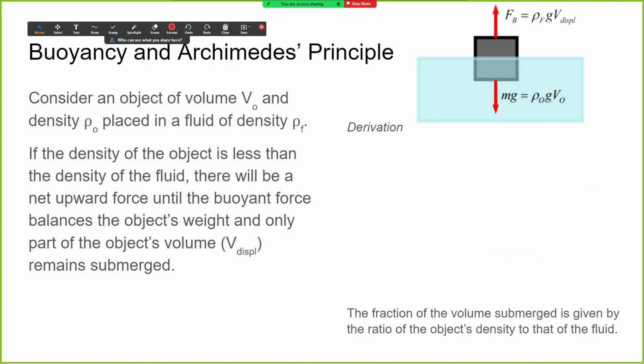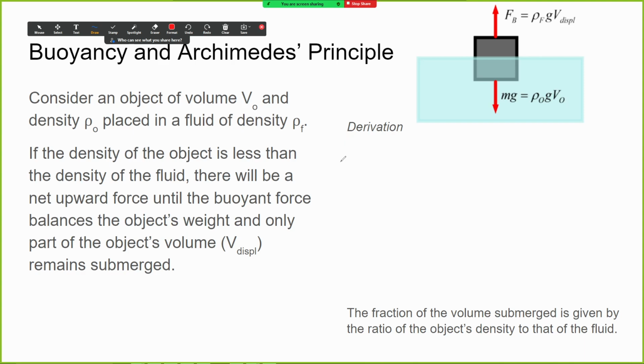So if we consider an object of volume v naught and density rho naught that's placed in a fluid of density rho f, if the density of the object is less than the density of the fluid, there's going to be a net upward force until the buoyant force balances the object's weight and only part of the displaced volume remains. We're going to think about how the volumes are related to the densities of the object, because that's the important part here. You displace a certain amount of the fluid. How are those volumes related to the densities?